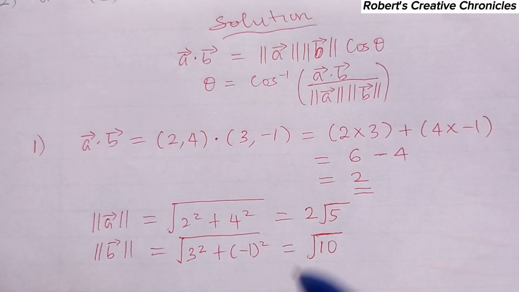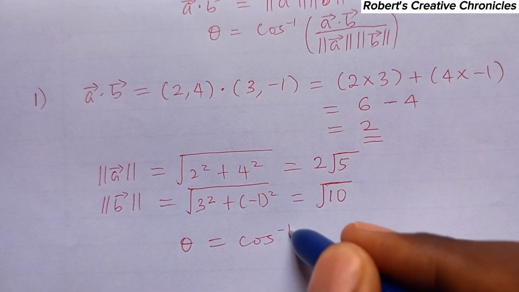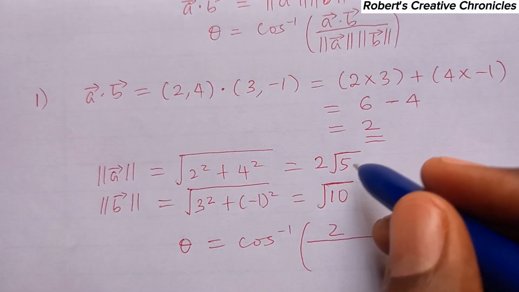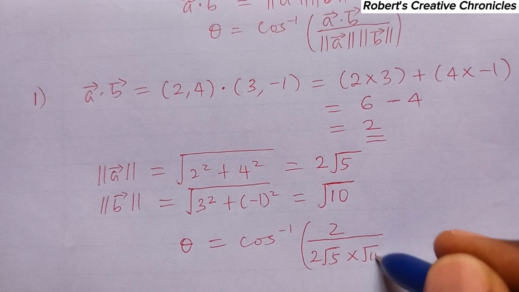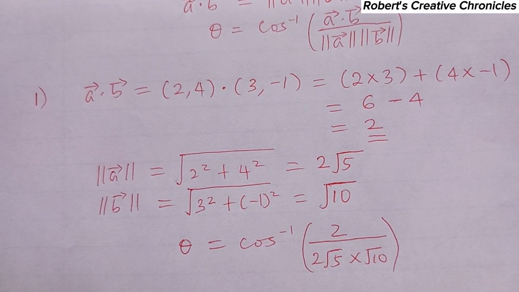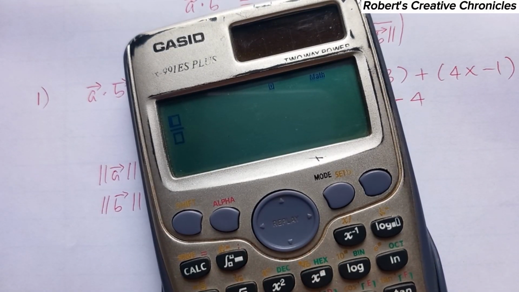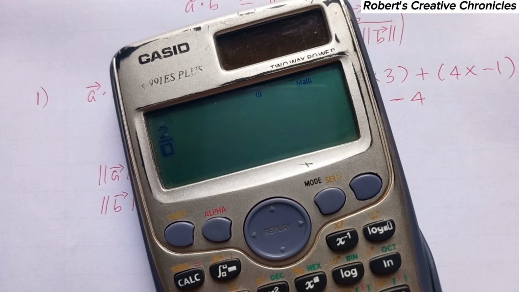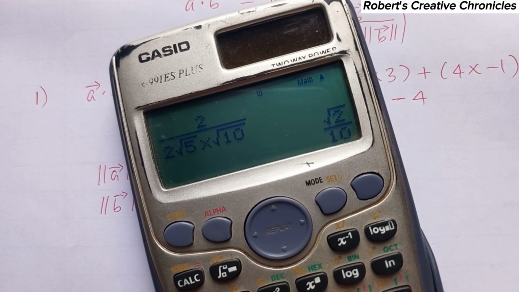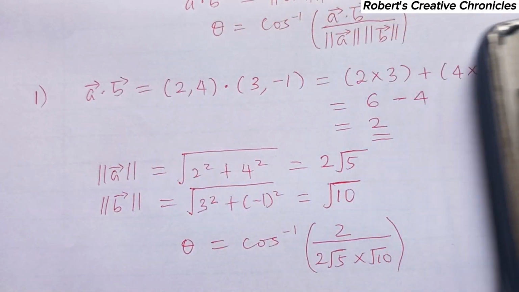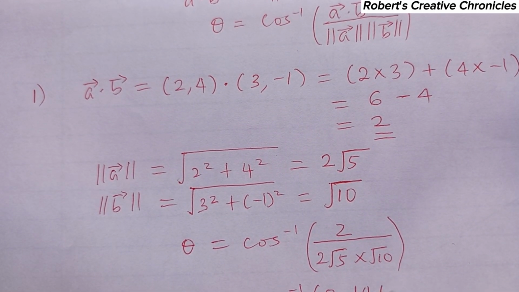So now we can substitute them into the equation. Theta will be equal to cos inverse of the dot product 2 over the product of the two magnitudes, so this is 2 root 5 times root 10. So 2 divided by 2 root 5 times root 10 is 0.1414. So theta will be equal to cos inverse 0.1414.